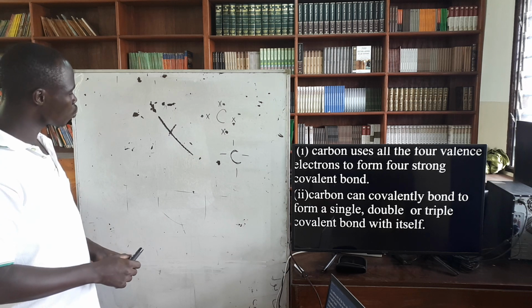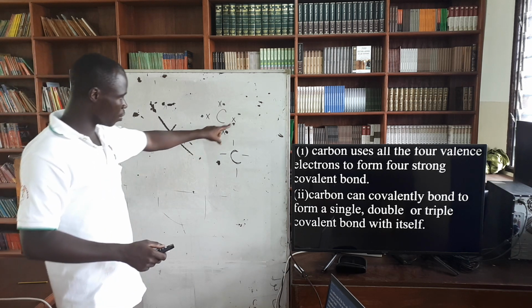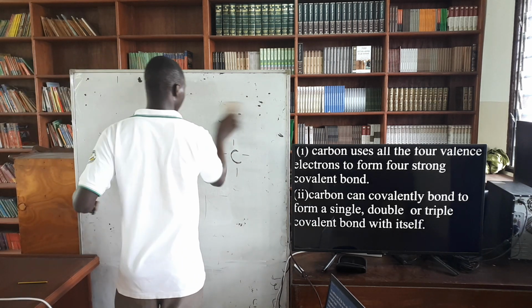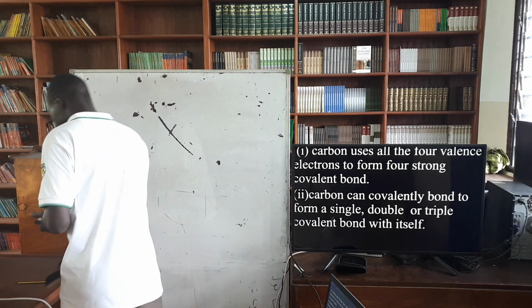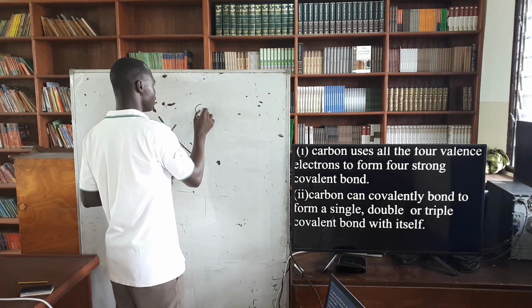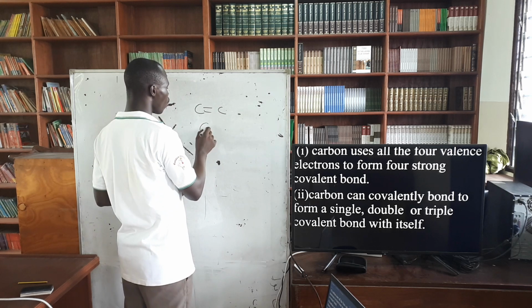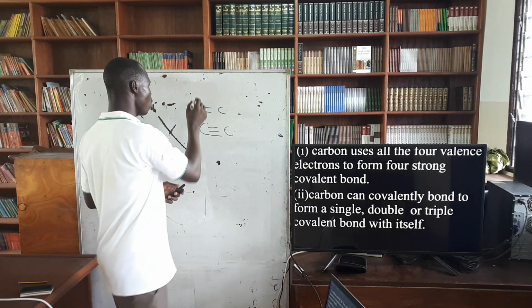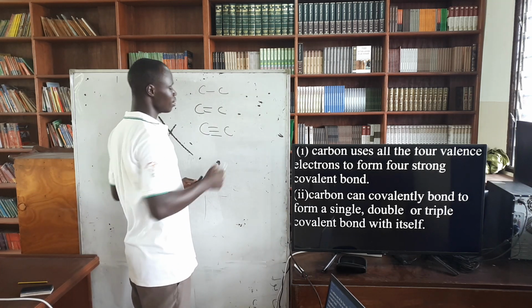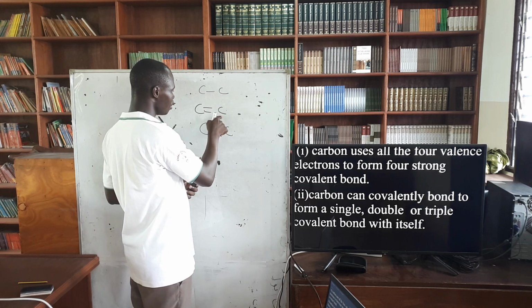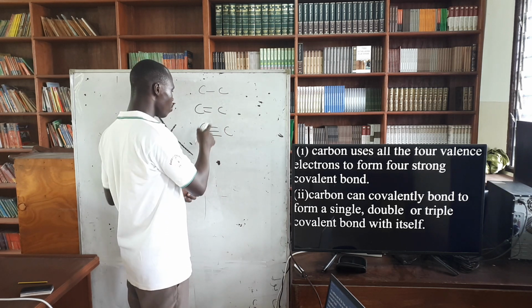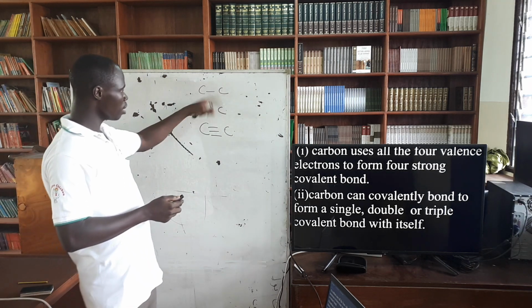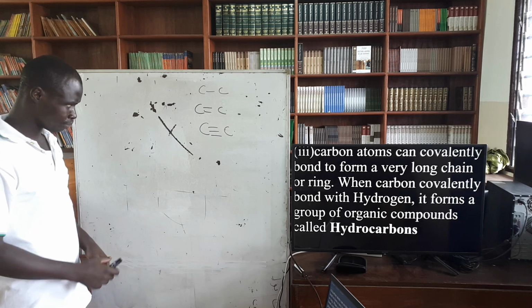And it can also covalently bond to form single bonds, like this one. And we can also have it forming double bonds, in the case of substances called alkenes. It can also form triple bonds in the case of alkynes. So it can form a single bond like in C-C, a double bond, and a triple bond. So we are going to see all this, so don't worry about that.